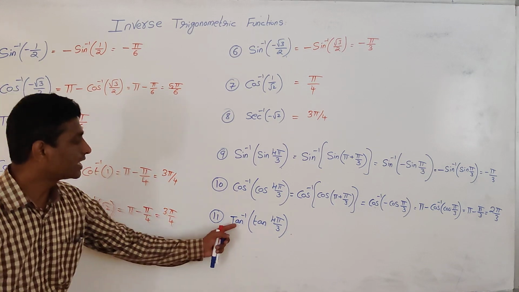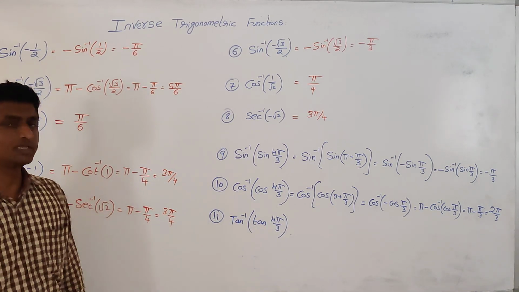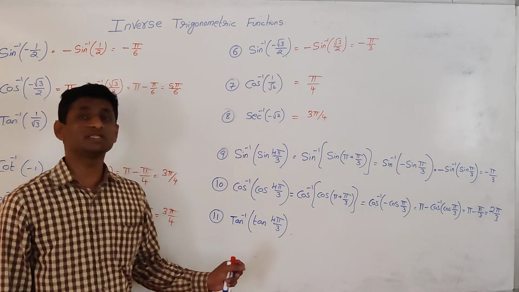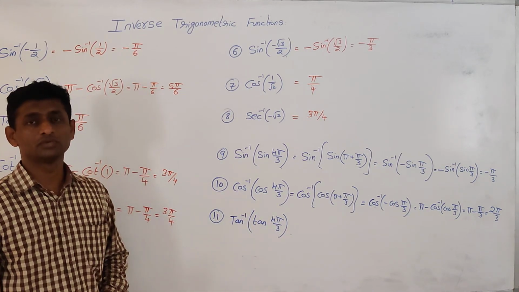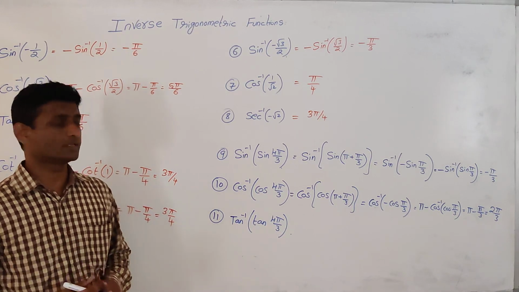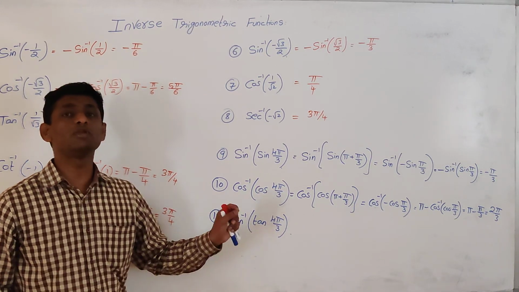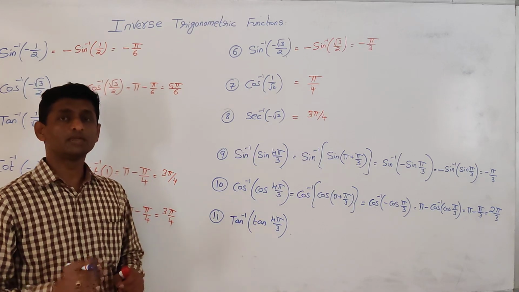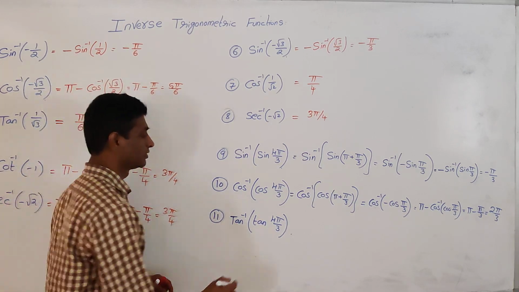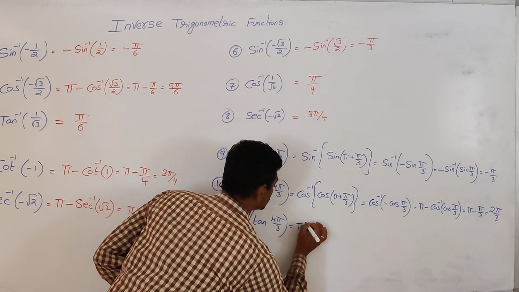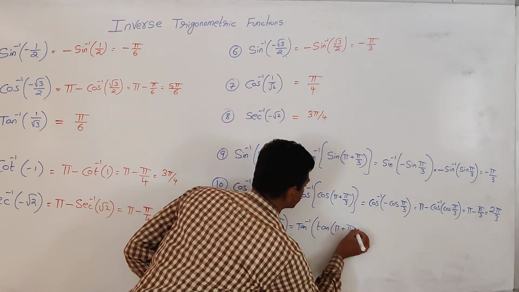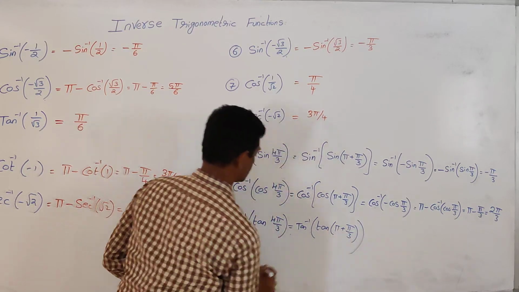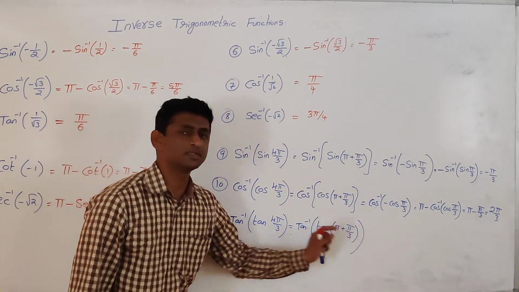Coming to the tan inverse of tan 4 pi by 3. Tan inverse of tan theta is theta if theta belongs to the open interval minus pi by 2 comma pi by 2, meaning from minus 90 to plus 90. But 4 pi by 3 doesn't belong to the domain minus pi by 2 to pi by 2. So this can be written as tan inverse of pi plus pi by 3. 4 pi by 3 can be written as pi plus pi by 3.